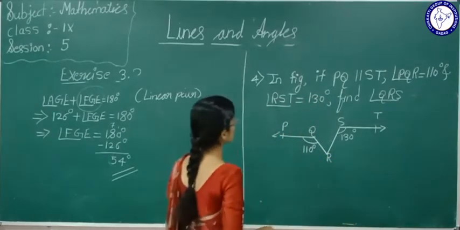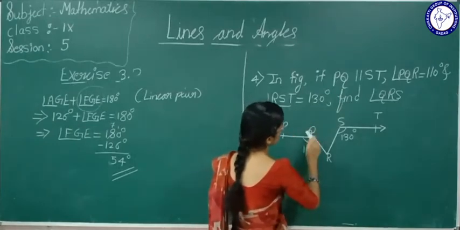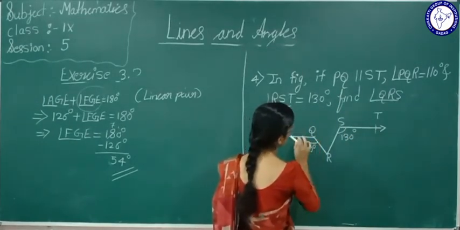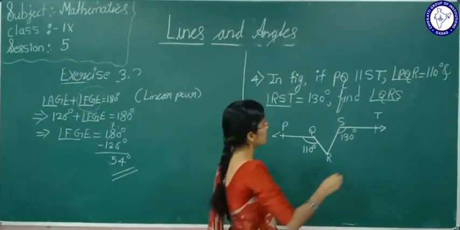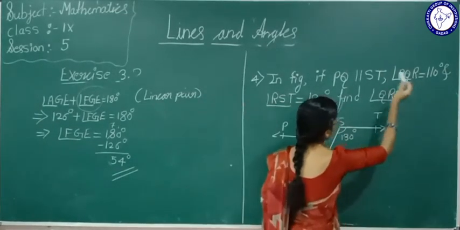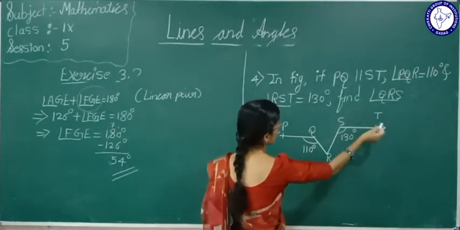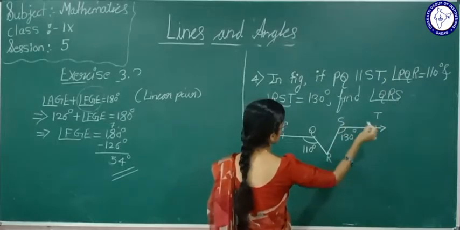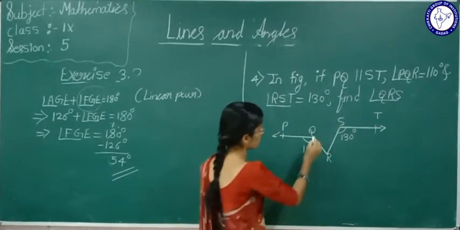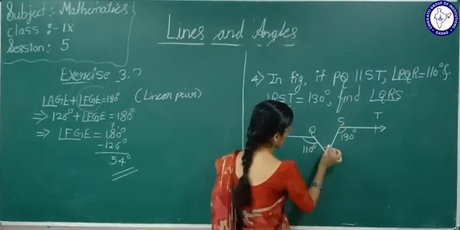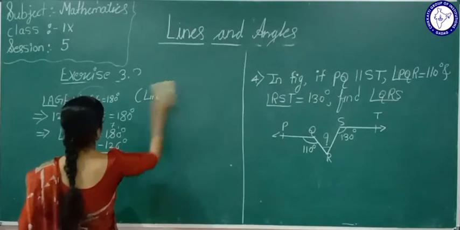Now see, students, in the figure, if PQ is parallel to ST, if these two lines are parallel, angle PQR is given as 110 degrees, and angle RST is given as 130 degrees. Find angle QRS. We have to find out this angle in the given sum.